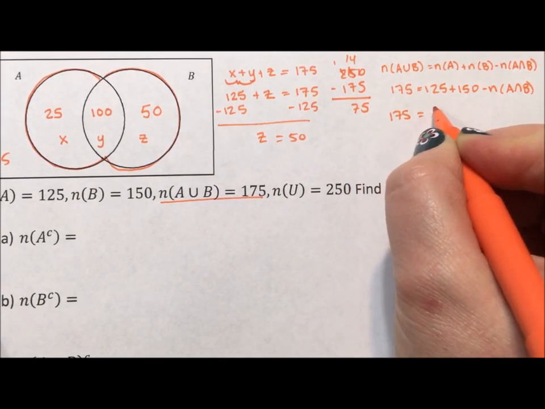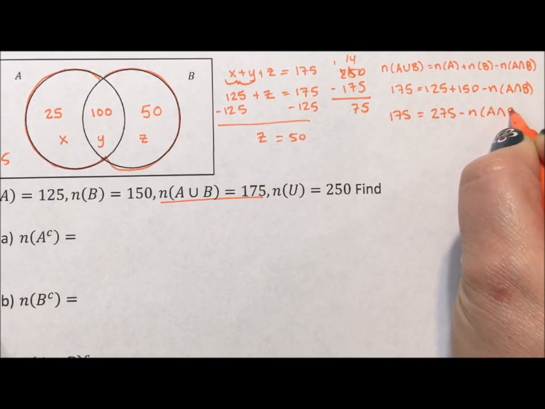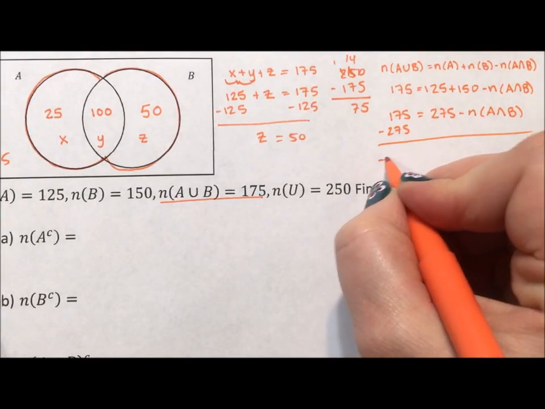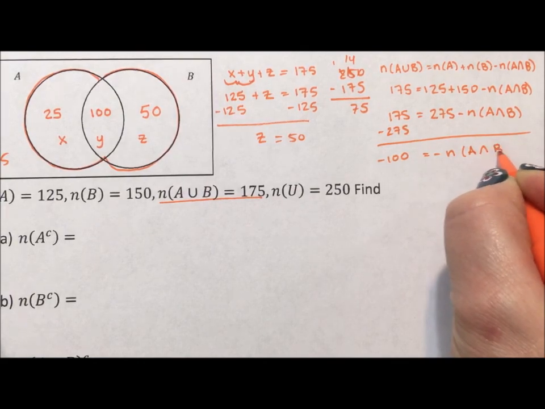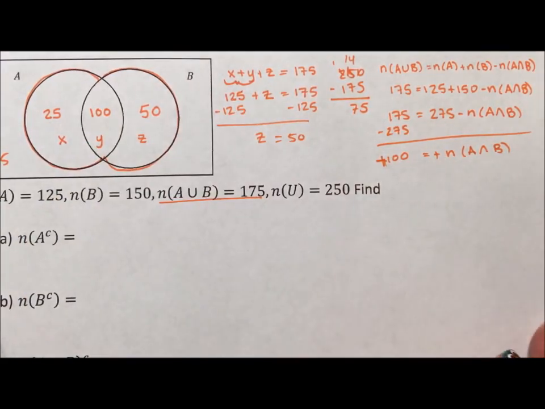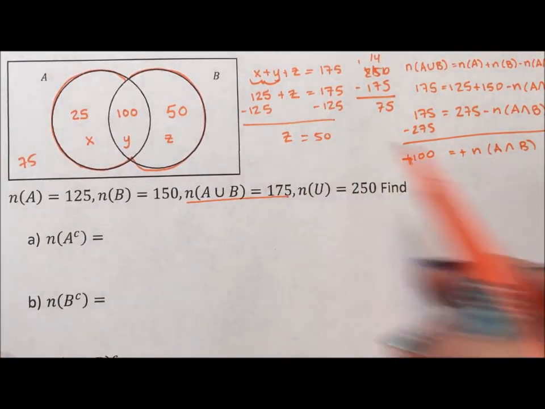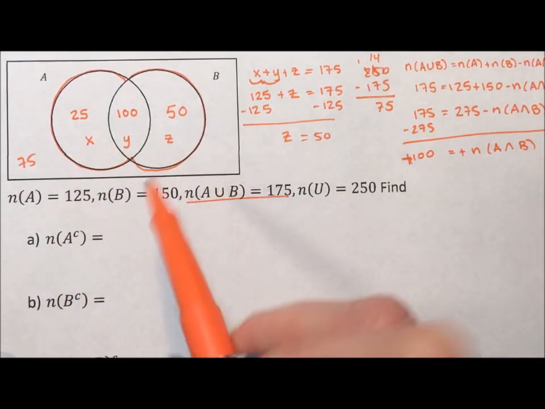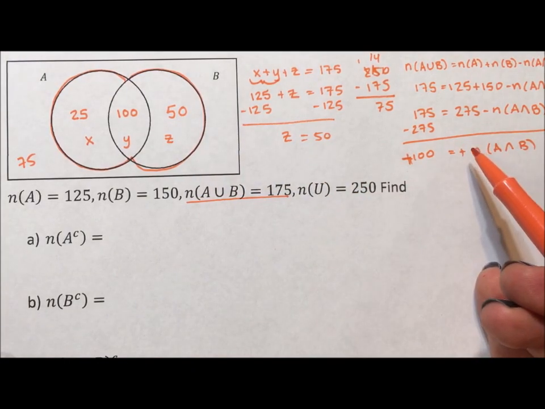175 is equal to 275 minus the number of elements in A intersection B. You subtract that 275 over, we get negative 100 is equal to negative the number of elements in A intersection B, which gives us that same 100 for the intersection. So we get to the same number, we just use the formula this way. Either way works. I like the logic because sometimes the formula is forgotten and this is very logical to me. That's my visual way of doing things. The formula works great as well.